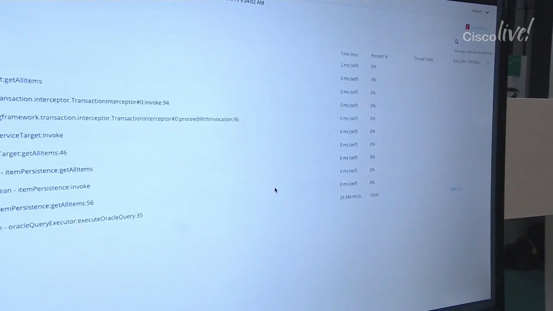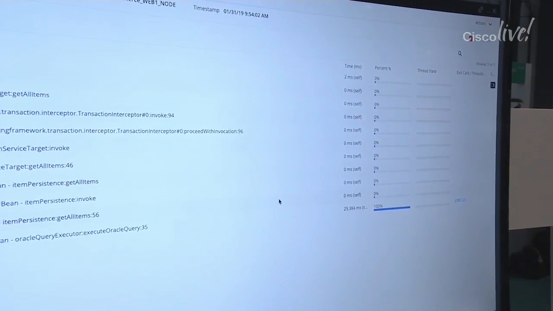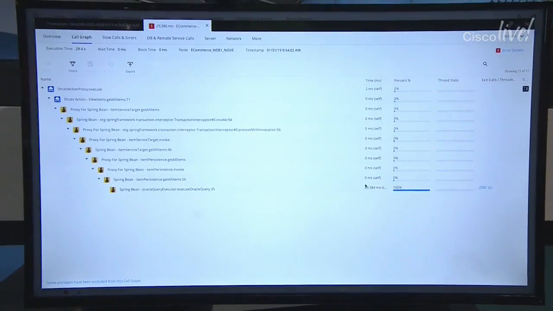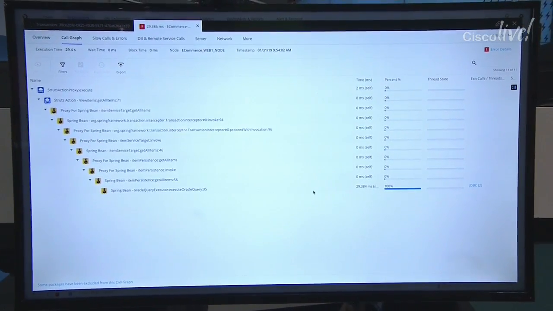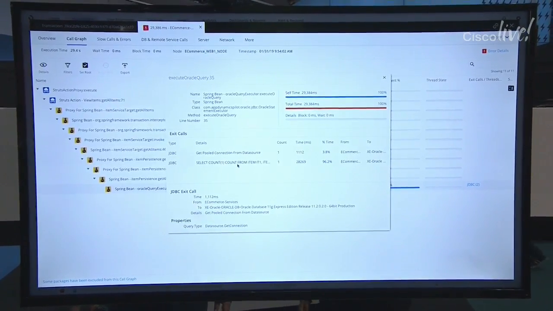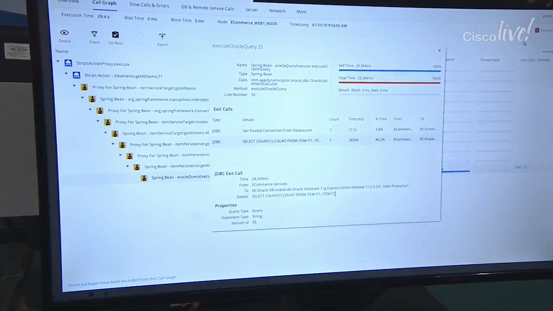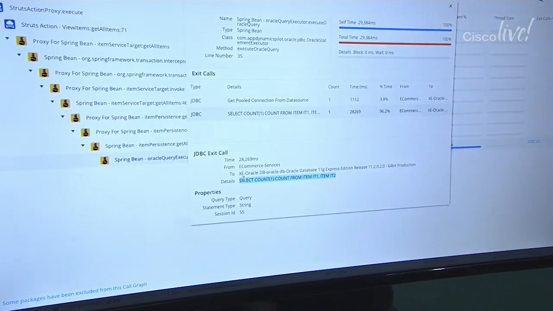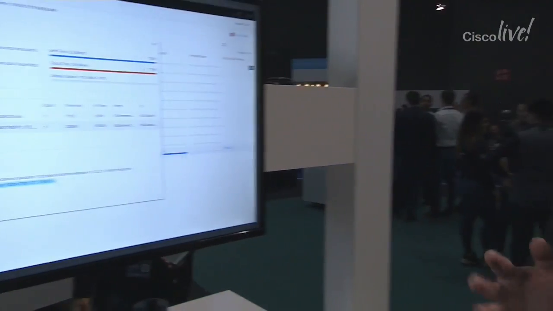If I click on this, this now takes us to our call graph. The call graph gives timings for every procedure and function in the application itself. We can see at the bottom all the time is being spent with a JDBC connection, which is an Oracle query. If I click on this, I can find out the exact SQL query which is causing the issue. I can then send that to the database team and solve the problem very, very quickly.